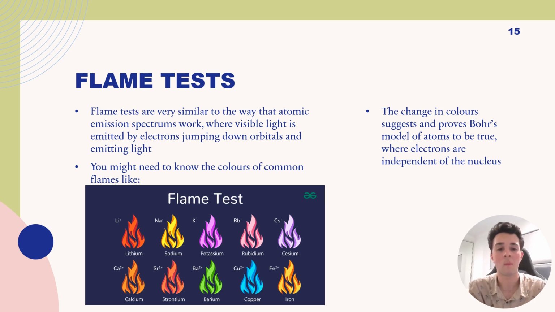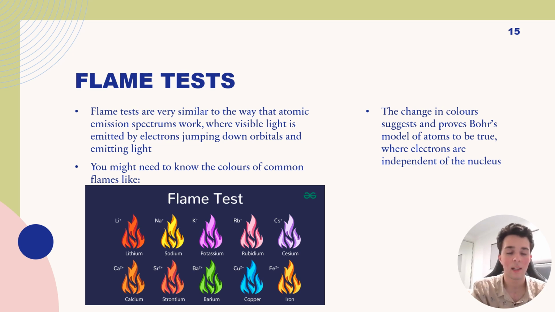Okay, flame testing. Flame tests work very similarly to the way atomic emission spectra work, where visible light is emitted by the electrons jumping down orbitals and emitting light. However, the flame test works only for visible light. If I was to head back a page, I can't, sorry. You can see there was one wavelength that was visible, and that would be the color if you were to do a flame test on hydrogen, I think it was.